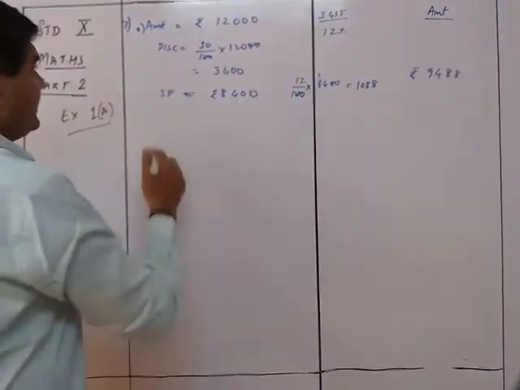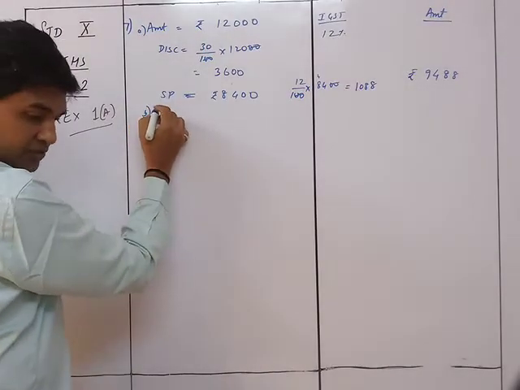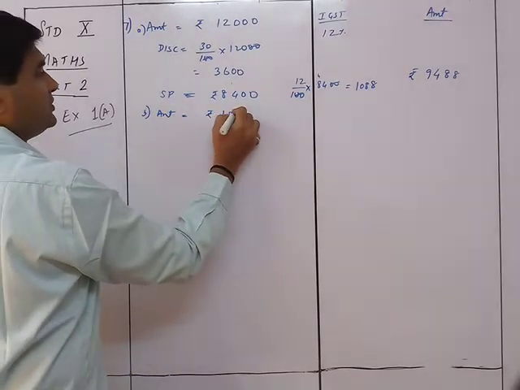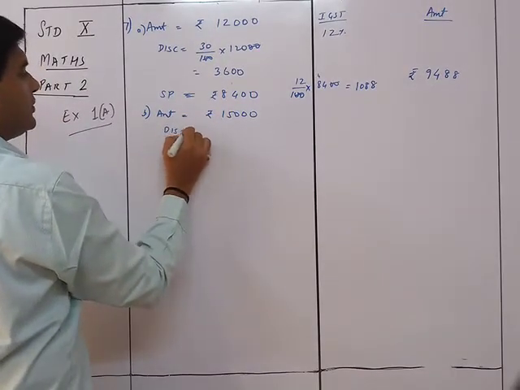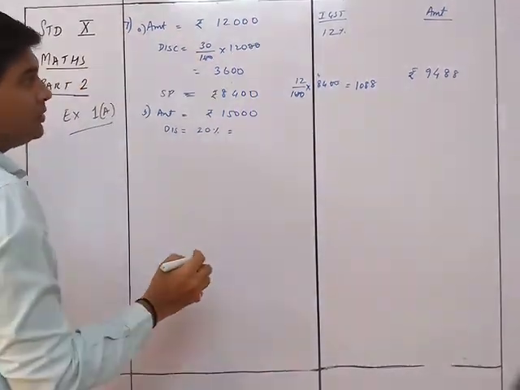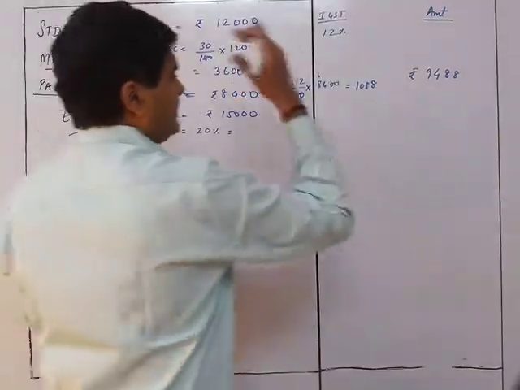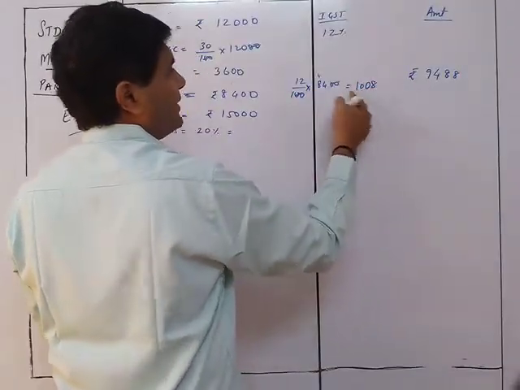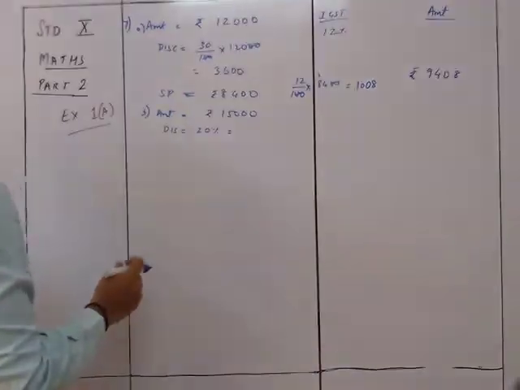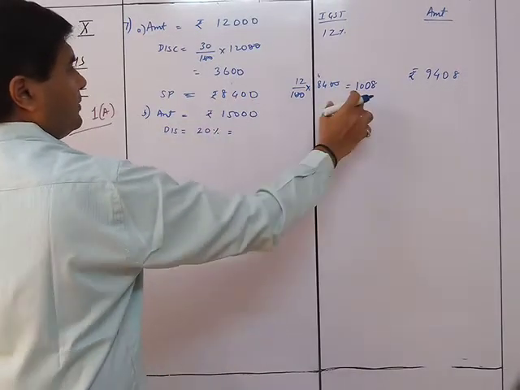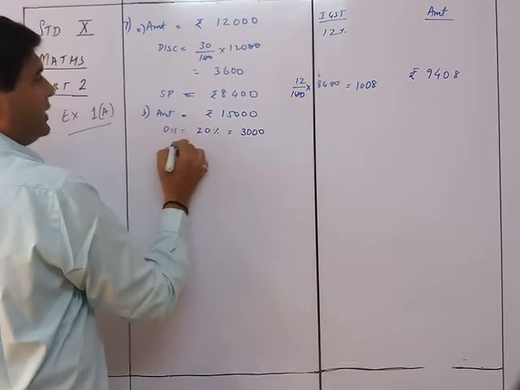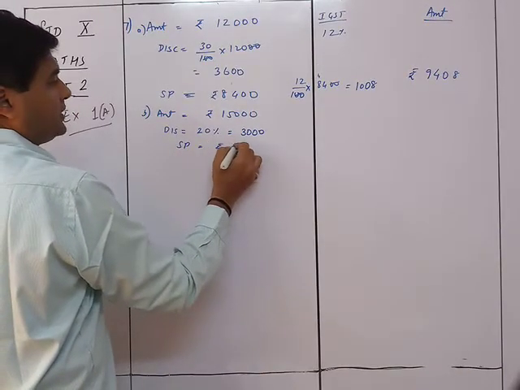Now you see the next part, that is B part. B part amount is 15,000 and 20% discount. Amount is equal to rupees 15,000. Discount is equal to 20%. So that is going to be 9,408. Over here 20% of this is 3,000. So the SP will be equal to rupees 12,000.